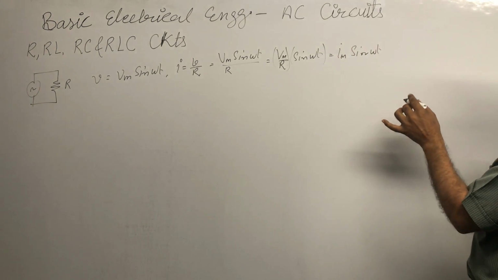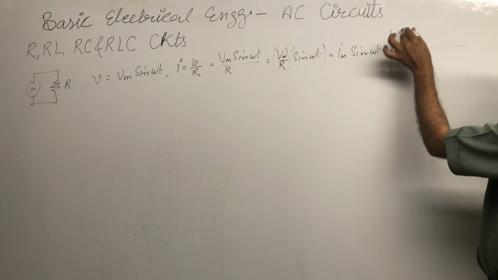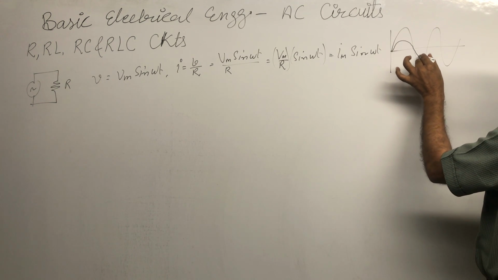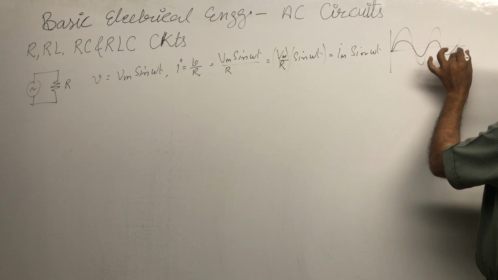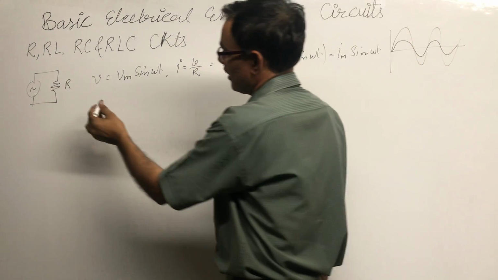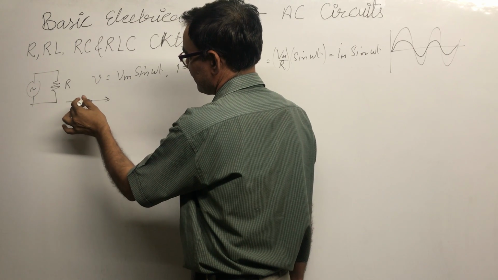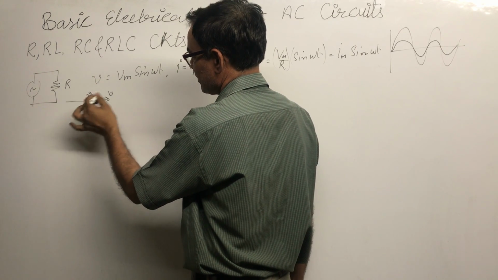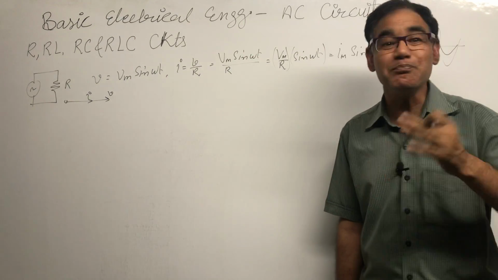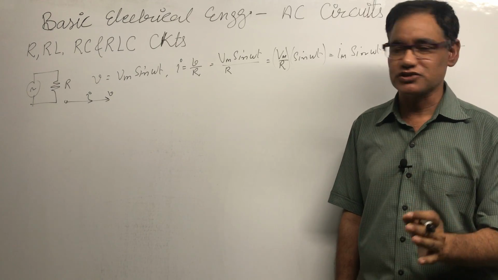And its waveform is simply this: this is the voltage waveform and this is the current waveform. Both are in the same phase. In the phasor diagram, this is the voltage phasor and this is the current phasor. This is the simplest circuit. Nothing to worry about here.